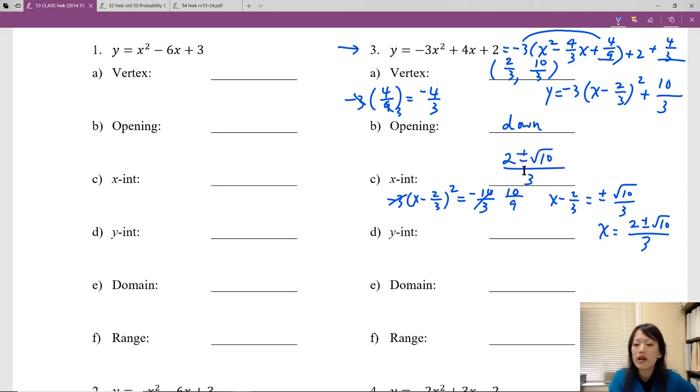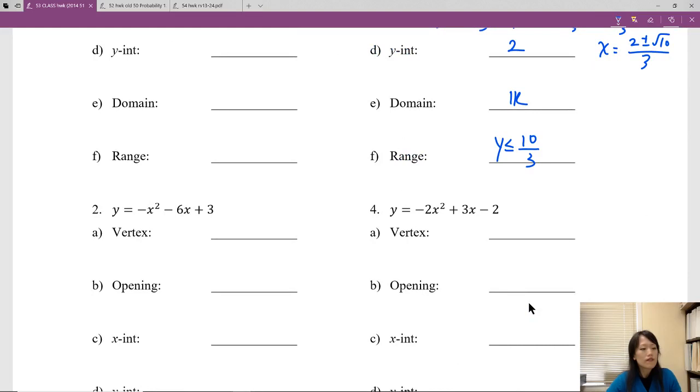Y-intercept, the easiest way, set x to be 0 on the very first one. So y-intercept's 2. Domain, everything. Range, since it's facing what? Down, it would be less than or equal to this y value. So y less than or equal to 10/3. That's it. All right.